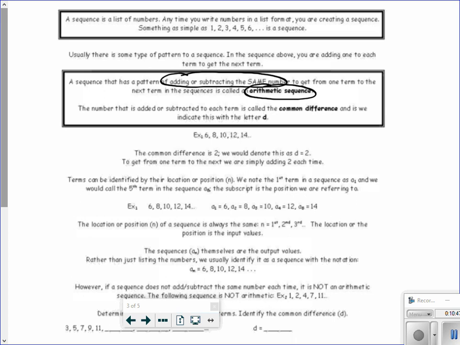That number that we are adding and subtracting to move through the sequence is called a common difference. That's your number that you're adding or subtracting. So it has a nice fancy word to it. Common difference. We're going to see formulas and equations throughout. But for the common difference, we use the letter D whenever we're talking about it.